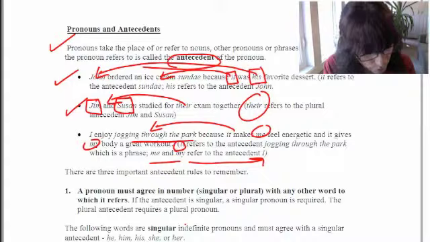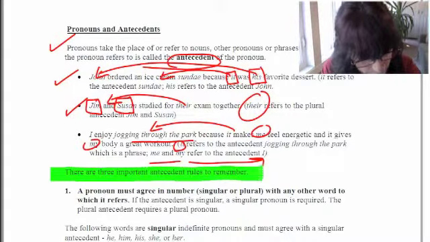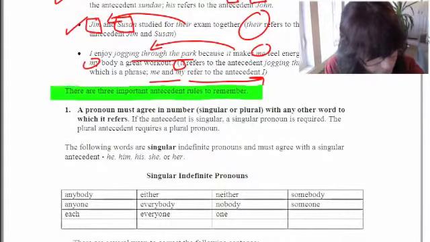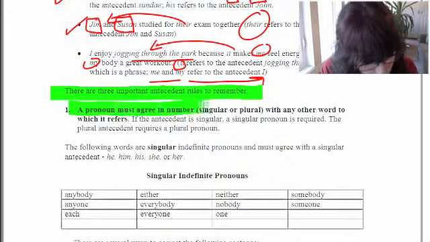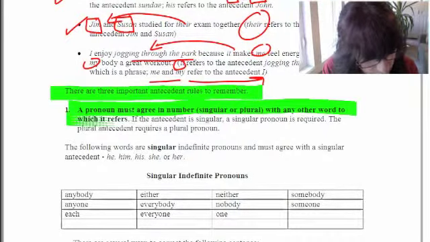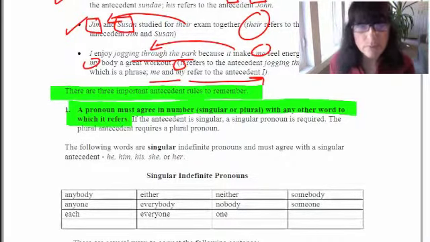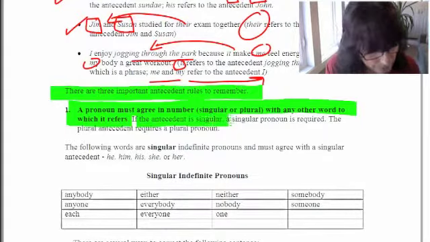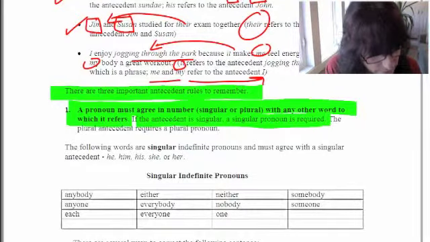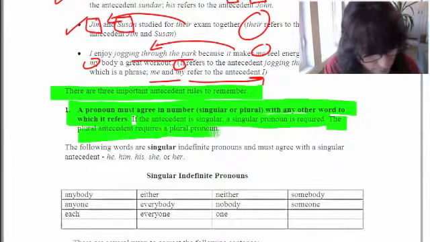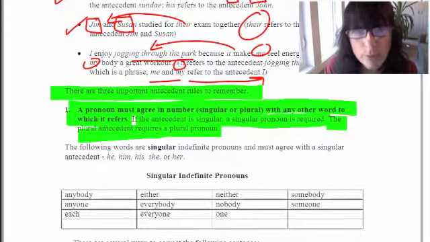So there are three important antecedent rules to remember, and let's go over these together. The first one: a pronoun must agree in number with any other words to which it refers. So singular has to refer to singular, plural with plural. If the antecedent is singular, a singular pronoun has to agree with it. If you're using a plural antecedent, you have to have a plural pronoun.